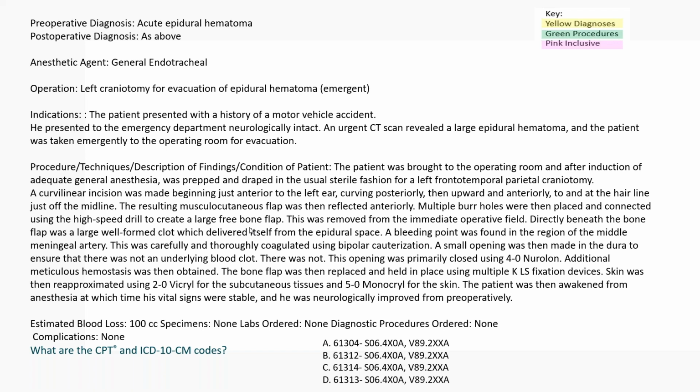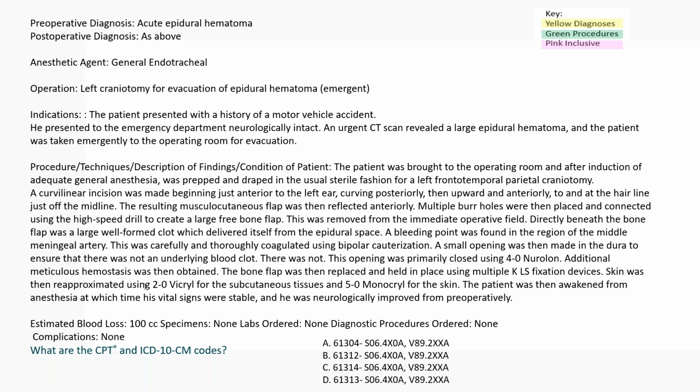Preoperative diagnosis, acute epidural hematoma. Postoperative diagnosis, as above. Anesthetic agent, general endotracheal. Operation, left craniotomy for evacuation of epidural hematoma, emergent. Indications: The patient presented with a history of a motor vehicle accident. He presented to the emergency department neurologically intact. An urgent CT scan revealed a large epidural hematoma, and the patient was taken emergently to the operating room for evacuation. Procedure, techniques, description of findings, condition of patient.